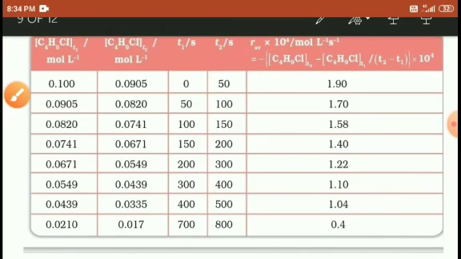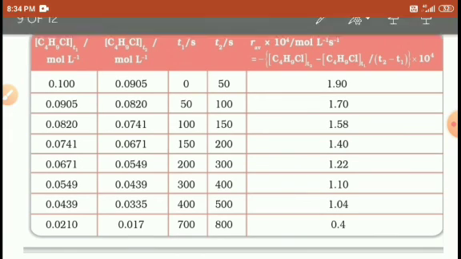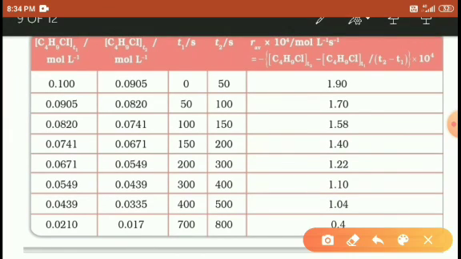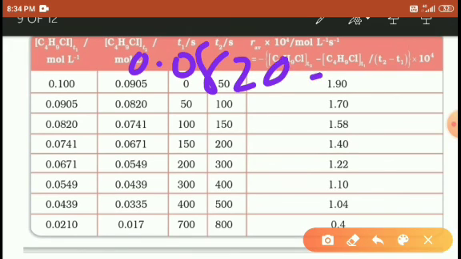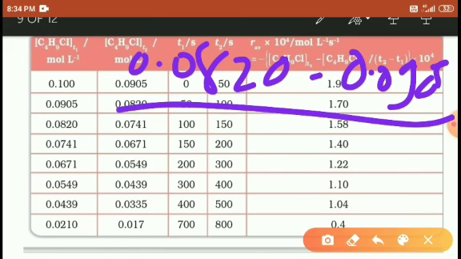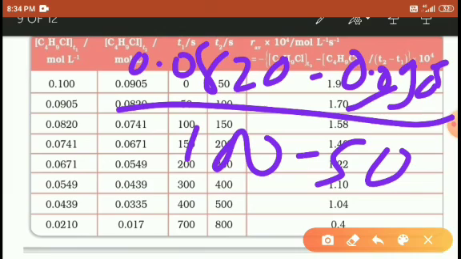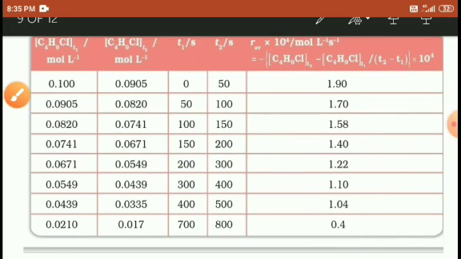Similarly, again you are using the final concentration and the initial concentration. Again you have to subtract: 0.0820 minus 0.0905 divided by 100 minus 50. Again you get 1.70. This is the average rate. Right, students? So like this you have to calculate here.